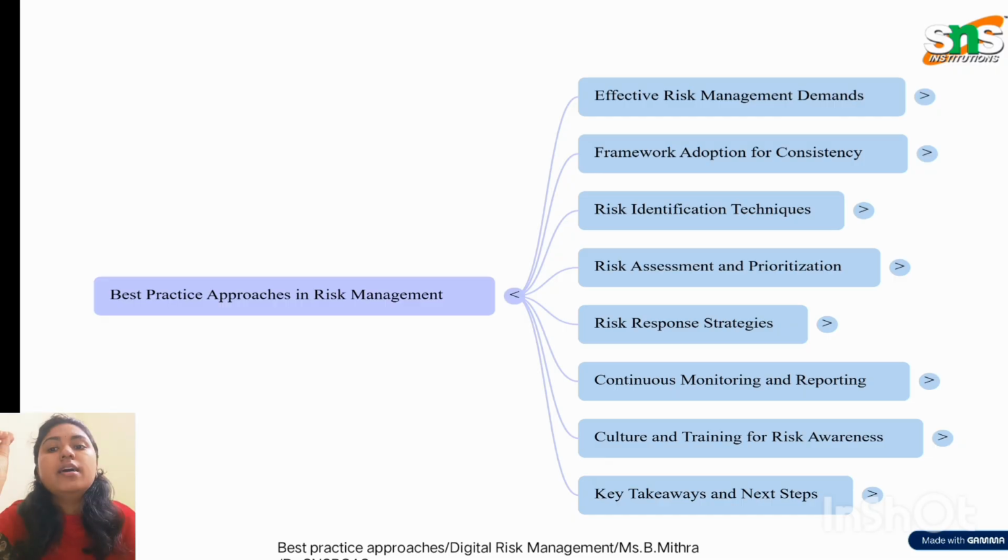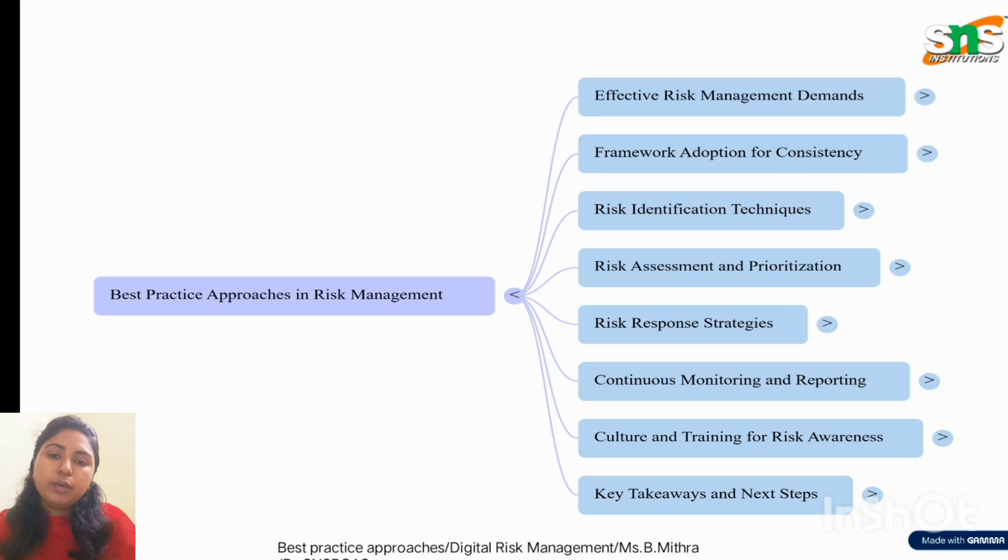The next thing is risk response strategies. After the assessment process and the prioritization process, we have to know the risk response strategies. What are the risk response strategies? While identifying the technique, utilize certain techniques, match them with certain organization strategies, and fix some independent goals. So these are the various strategies that we have to utilize as risk response strategies.